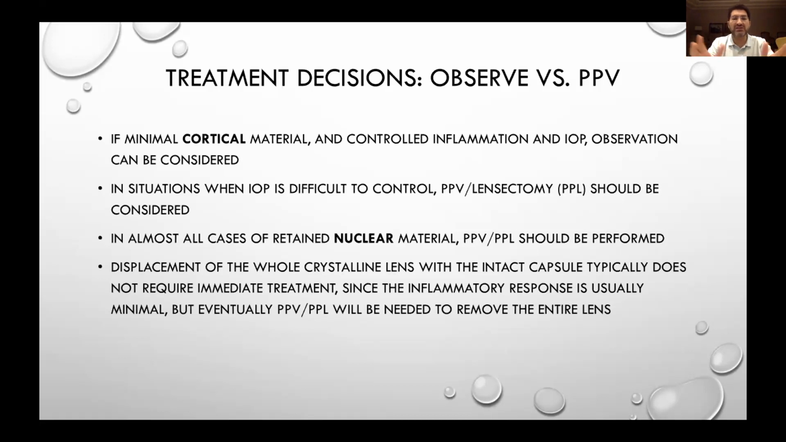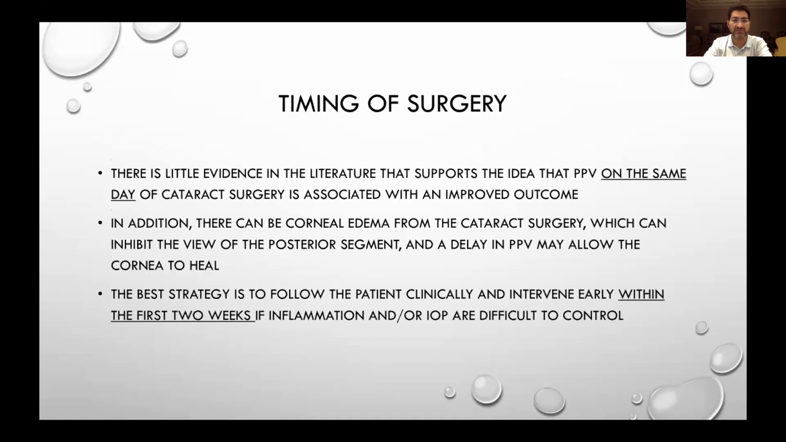If you have a whole crystalline lens dropped, then those do not require immediate treatment, because the capsule is intact, and you will not have an inflammatory response as with the other dropped lens. So regarding the timing of the surgery, there's little evidence in the literature that suggests that you should operate on the same day or that it is associated with a better outcome. So what I usually do, I put the patient on multiple medications and try to operate within the first 2 weeks, usually around 14 days or so. That gives me time to help the cornea clear and get the medications in.